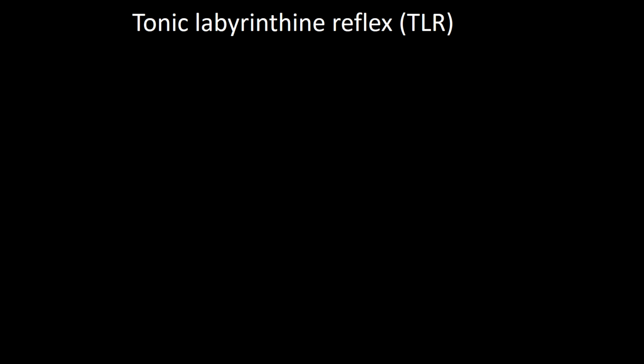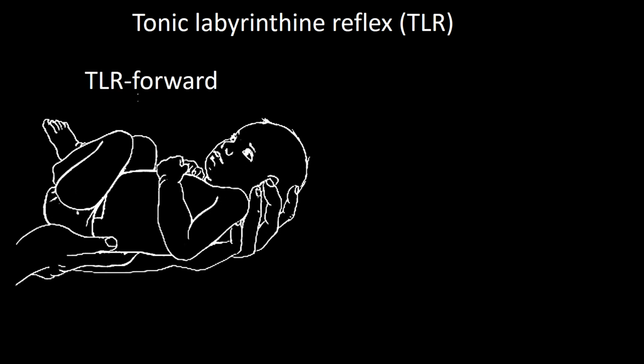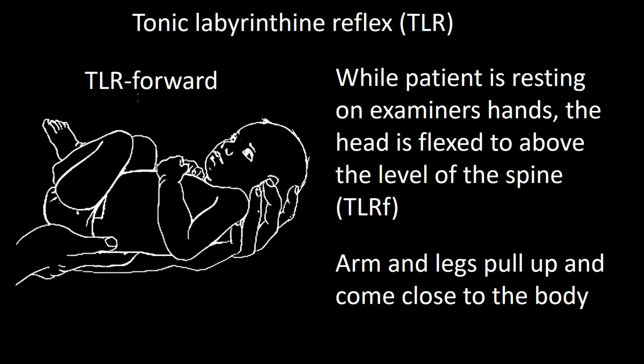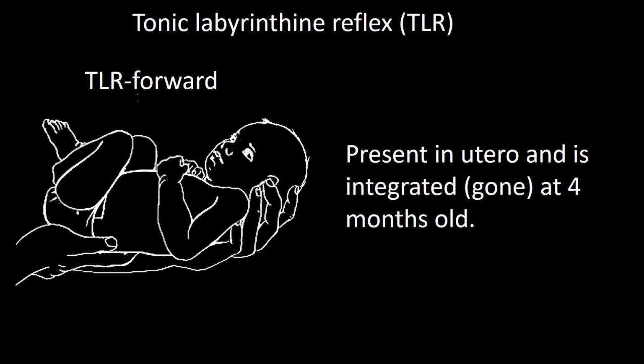Number 2, the tonic labyrinthine reflex. This reflex is similar to the just discussed symmetrical tonic neck reflex since it can be triggered by 2 maneuvers, the forward and the backwards maneuver. The forward maneuver is performed while the infant is resting on the examiner's hand. It is then that the head is flexed. This action elicits the pulling up and coming together of limbs close to the body. This reflex is present in utero and disappears by 4 months as it gets integrated with postural reaction.